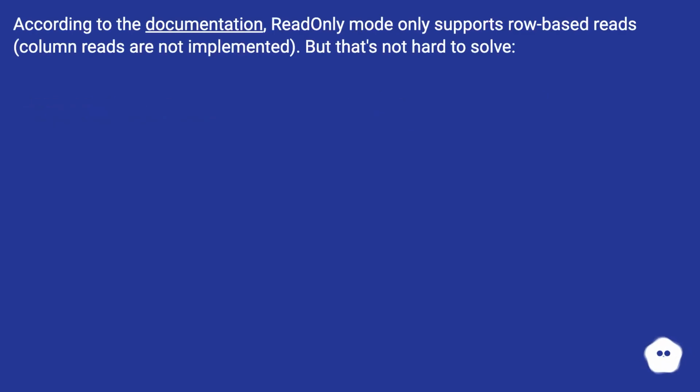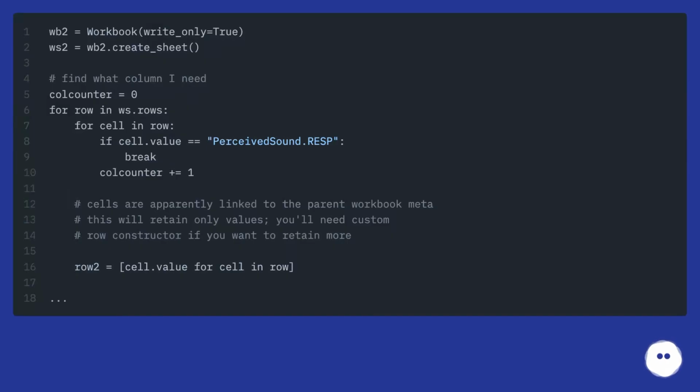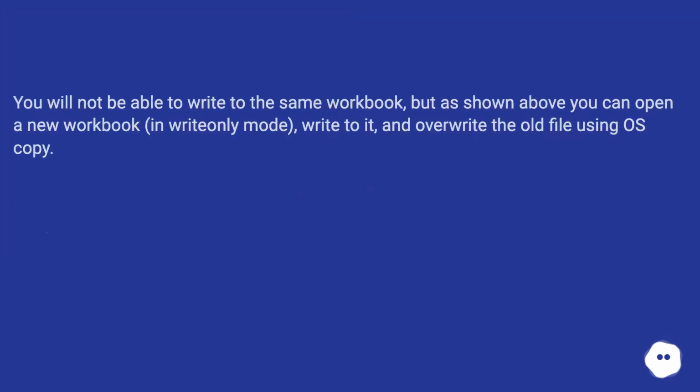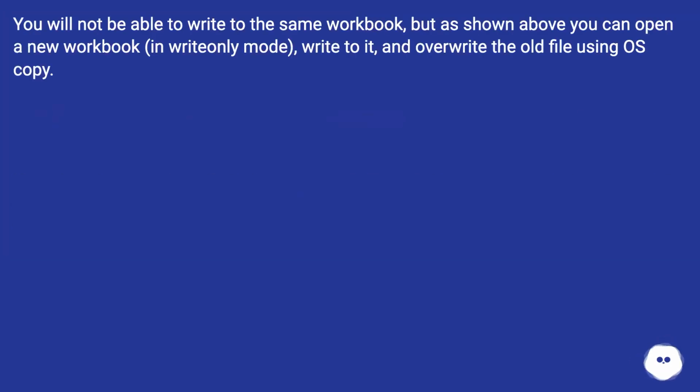According to the documentation, read-only mode only supports row-based reads, column reads are not implemented. But that's not hard to solve. You will not be able to write to the same workbook, but as shown above you can open a new workbook in write-only mode, write to it, and overwrite the old file using OS copy.